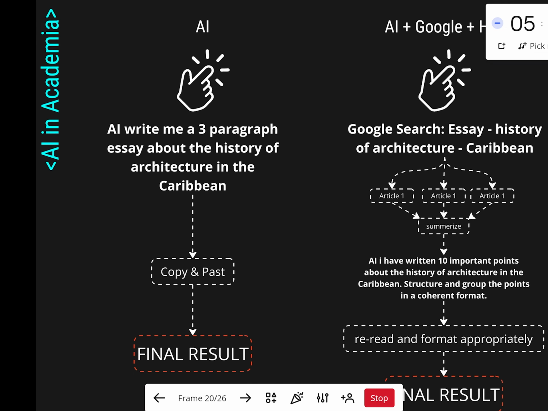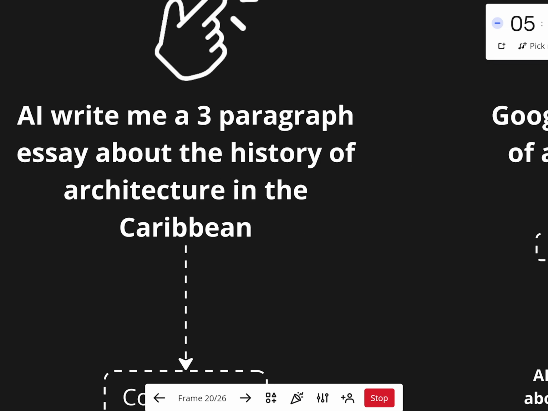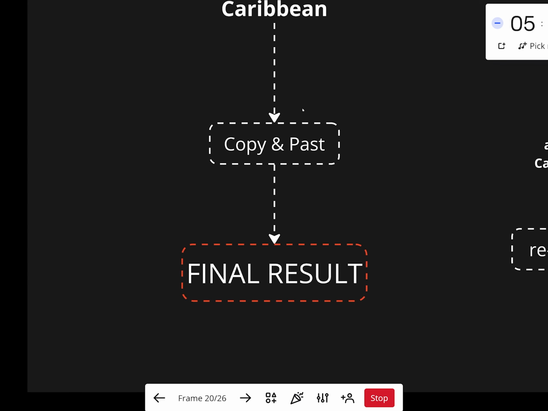Now, if we take the use of AI and we say, AI, write me a paragraph essay about the history of architecture in the Caribbean. Nice, I got it. Thank you, ChatGPT. Copy, paste, send it to the lecturer.